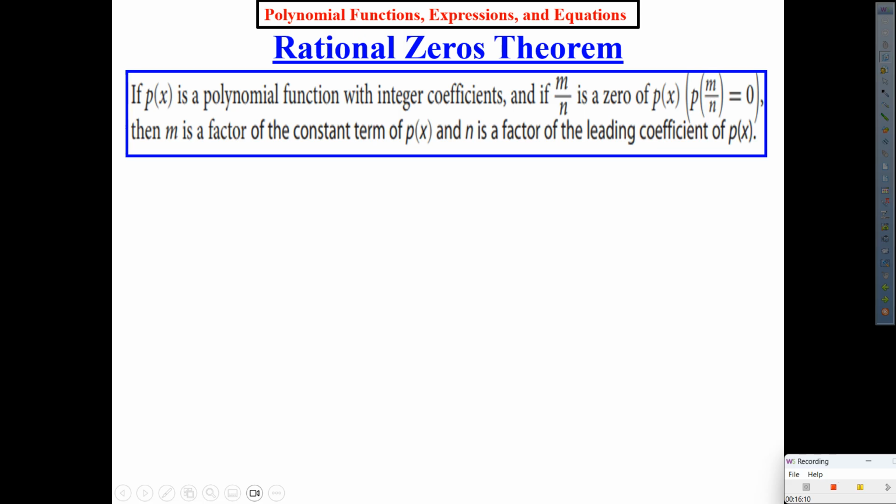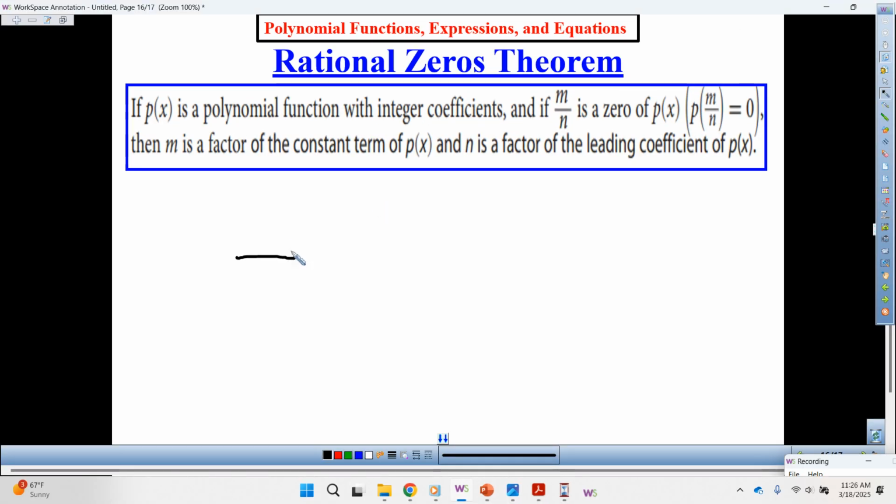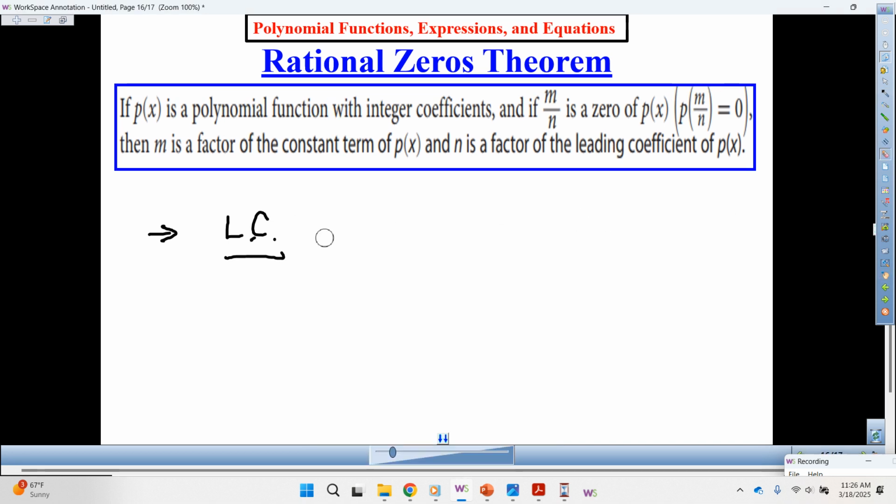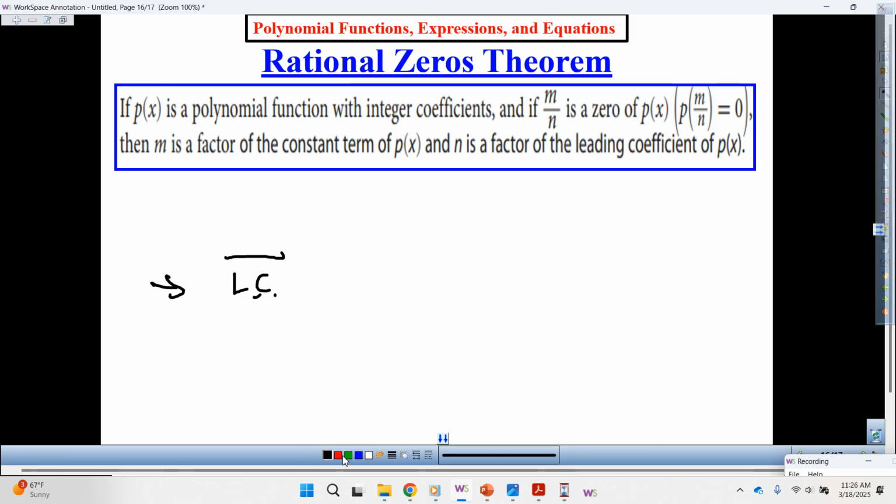Now, in long words, this is what it says. Pretty confusing. However, I'm going to put it to you like this. The rational zeros theorem is basically a fraction that you form from your polynomial. What do I use, Mr. Q? Well, the top is the LC, oh my bad, the other way around, sorry. The denominator is the LC, and the top is our constant of the polynomial.